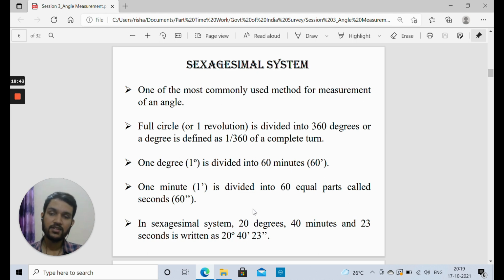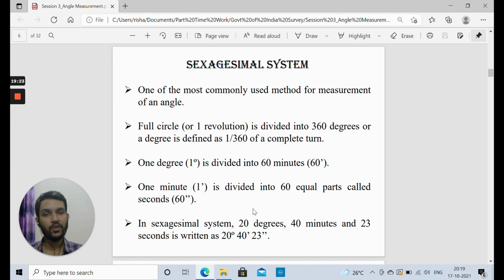Next comes the sexagesimal system, that is most commonly used and we have heard of it. The only thing we need to remember in the sexagesimal system is that one complete revolution, a full circle, makes a total angle at the center equal to 360 degrees. You can say 1 degree is equal to 1 by 360 of a complete turn, because one complete turn makes an angle of 360 degree. So if we take 1 by 360th part of a complete revolution, the angle substituted at the center is reported as 1 degree.